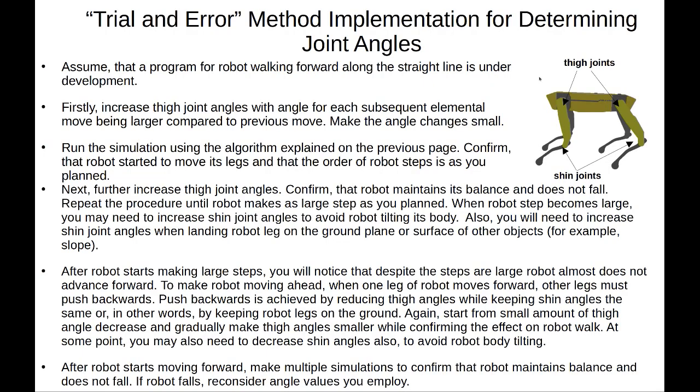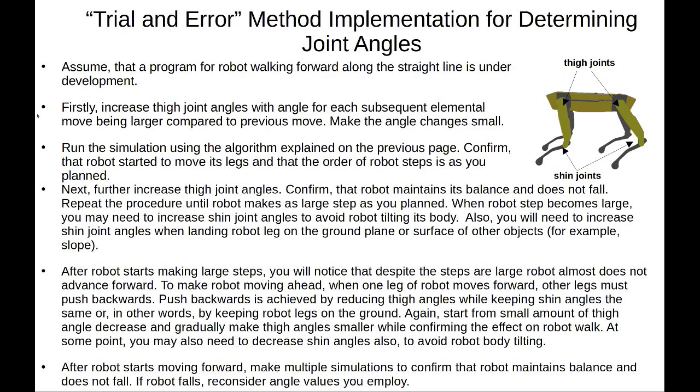Trial and error method implementation for determining joint angles. Assume that a program for a robot walking forward along a straight line is under development. In such a case, we need to specify angles for side joints and angles for shin joints. Angles for leg joints are set to 0 and they are not changed during simulation.